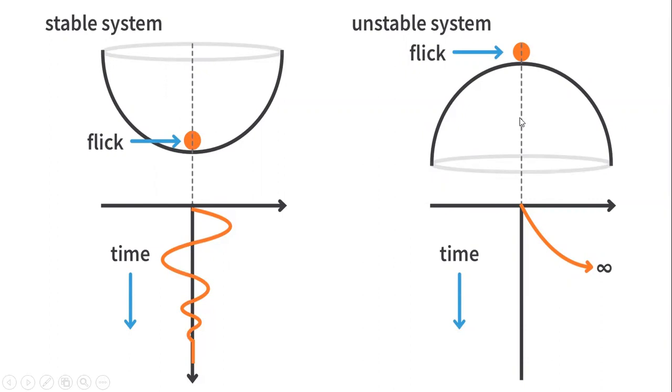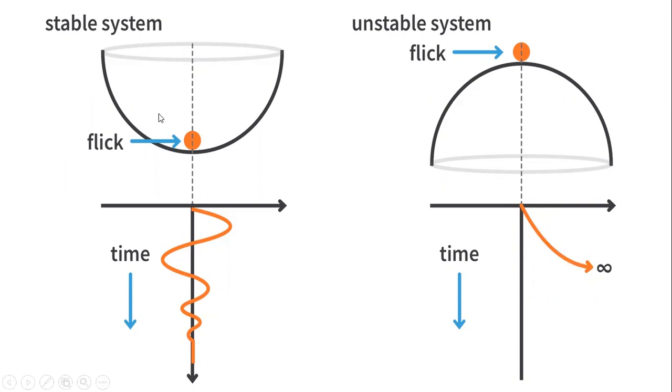In the second case, the marble is placed on top of an inverted bowl. A small flick in this case would make the marble fall off the bowl, and the marble would never come back to its initial position unless you take it and place it back. So as time tends to infinity, it goes out.